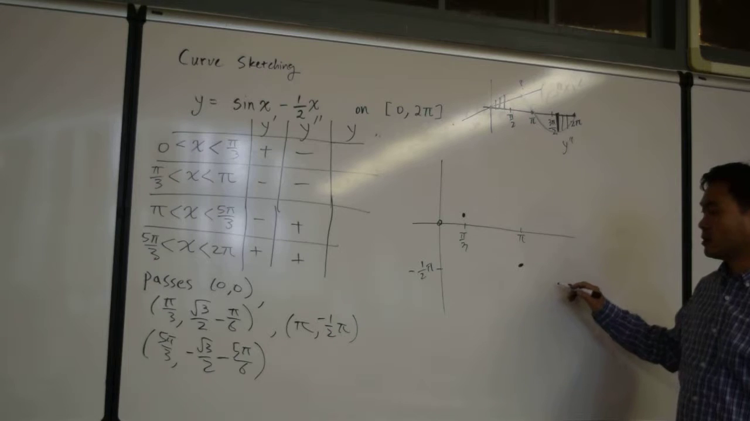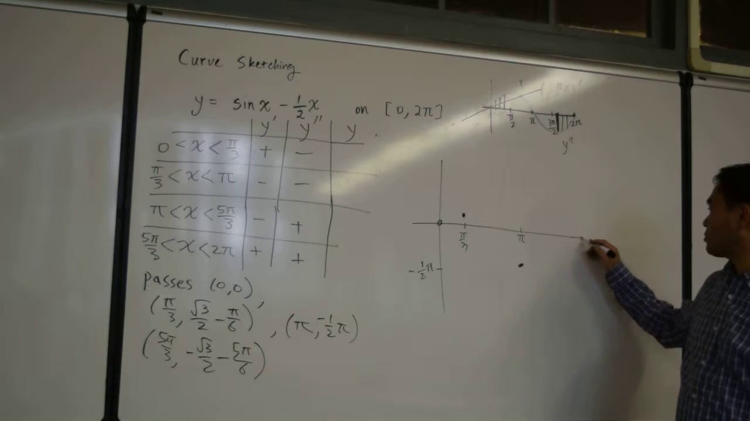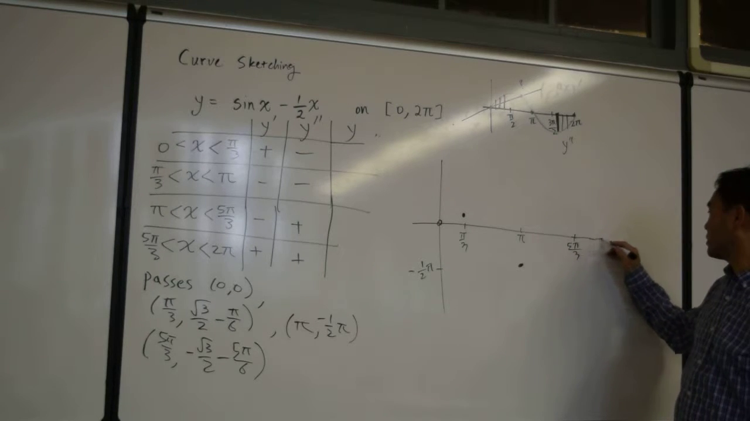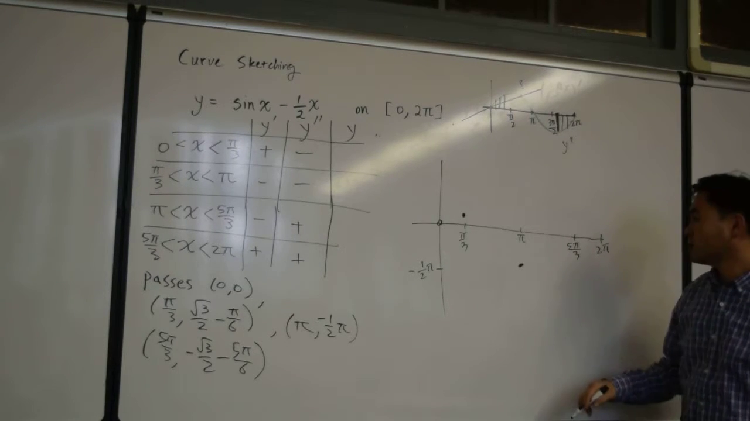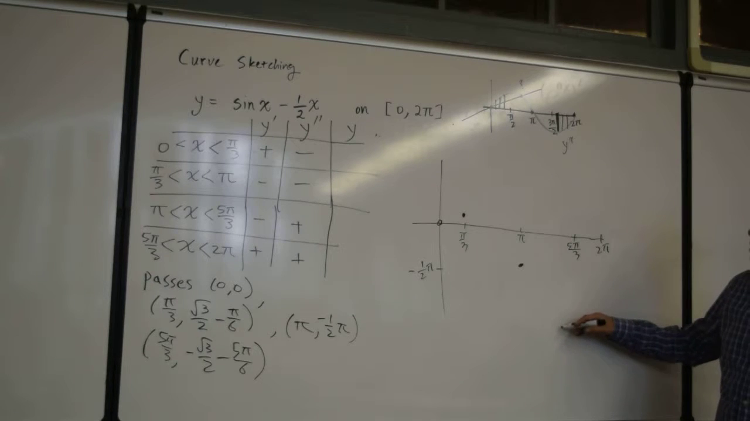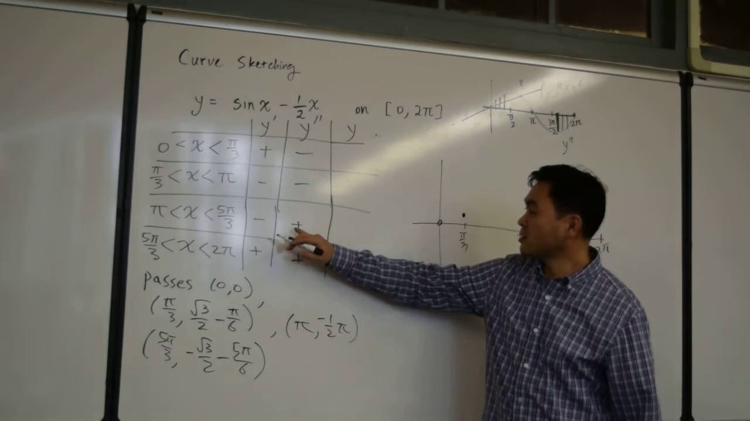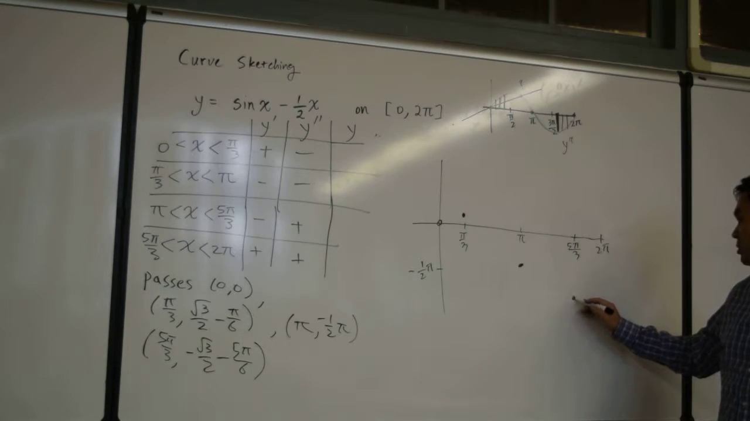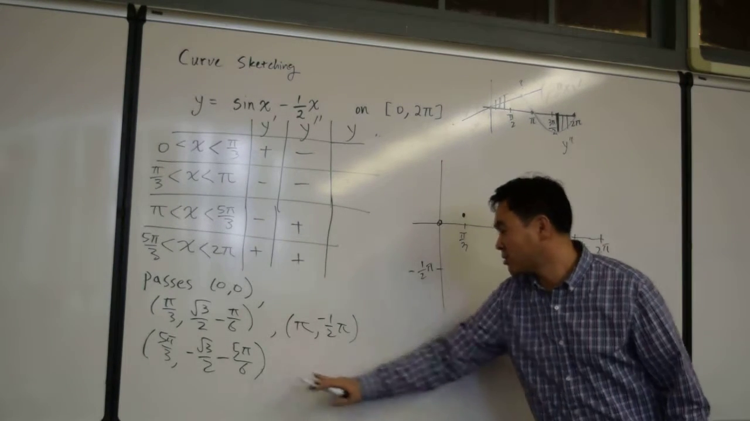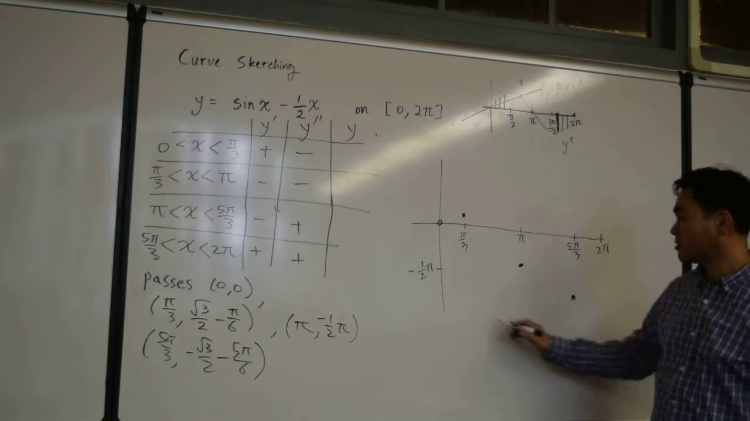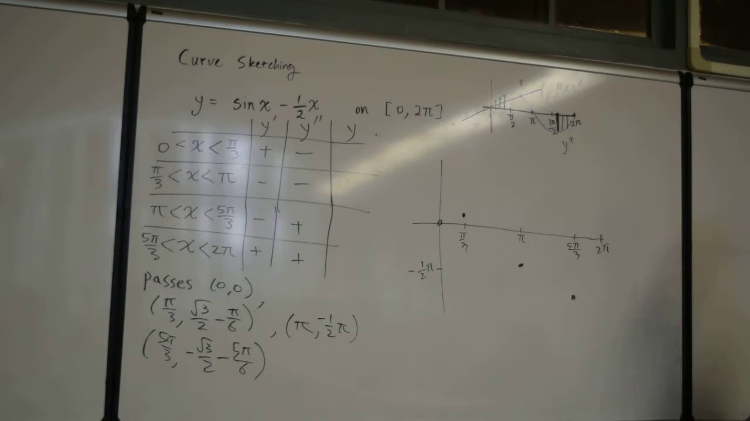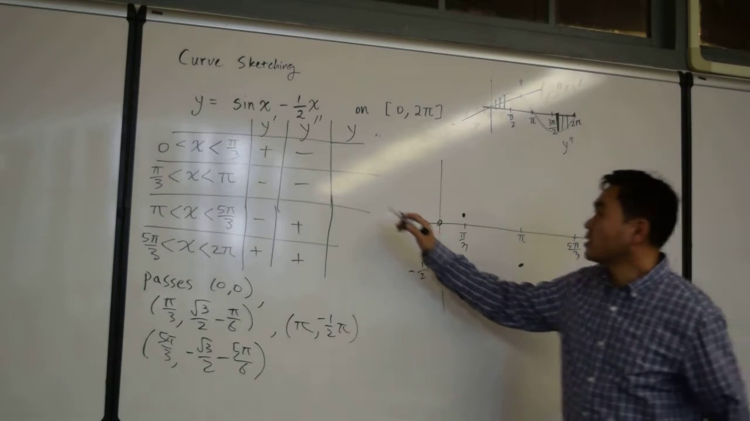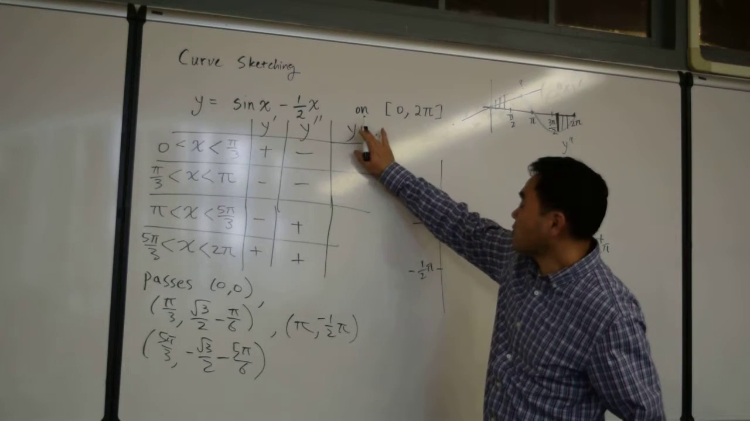And then at 5 pi over 3, here's 2 pi. Because it's going to be decreasing continually, it has to be going down somewhere. So we don't know the exact value of this, but it's still somewhat less than this point. Okay? So that's what we know. These are the points.